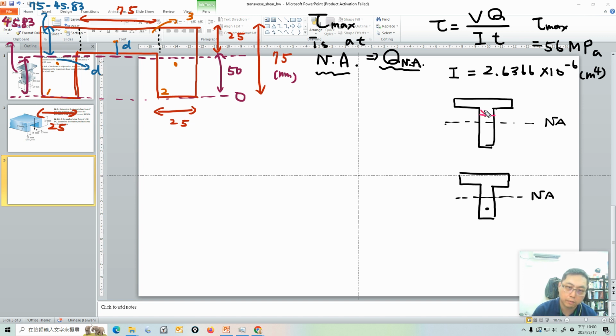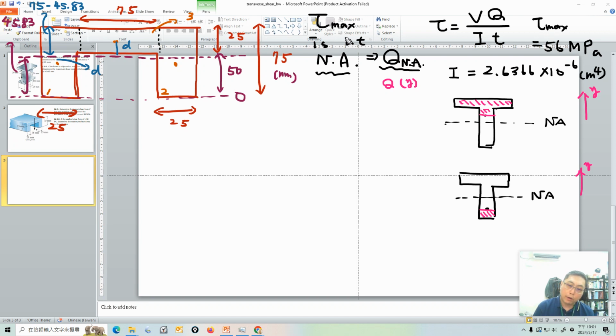So that means Q is here. And the point of interest here is below the neutral axis, so calculate Q below the point of interest. That means Q is here. So the point of interest will affect Q. Actually, Q is a function of Y. This is very important. This is the Y-axis, and Q is a function of Y, so the point of interest will affect the value of Q.